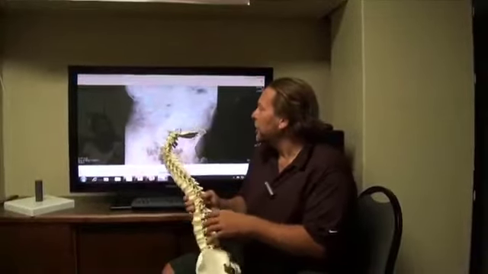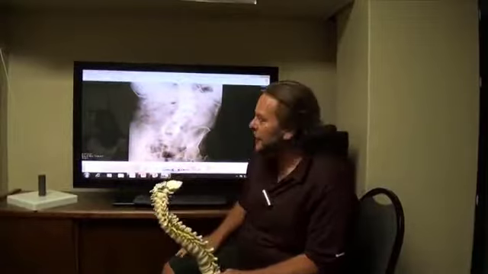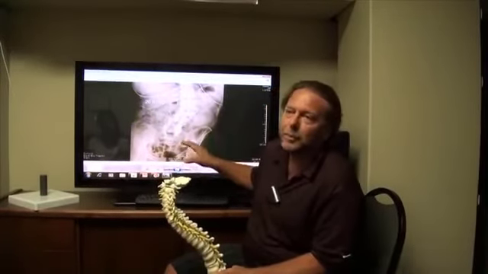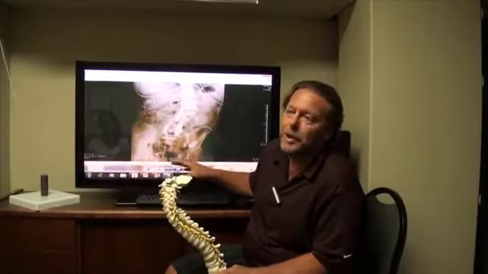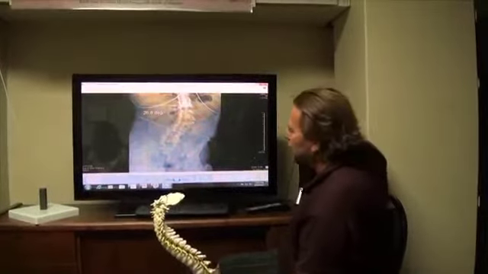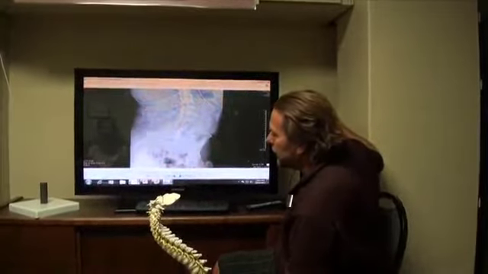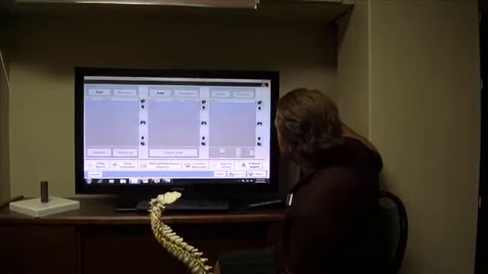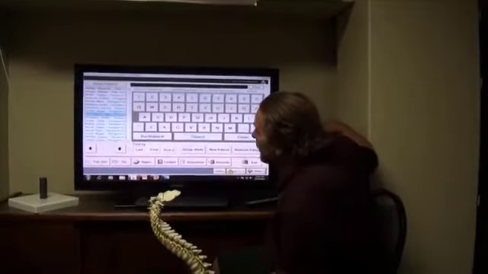Okay, so what we're going to do, we're going to go over adjusting techniques on a patient who has a mild thoracic scoliosis.